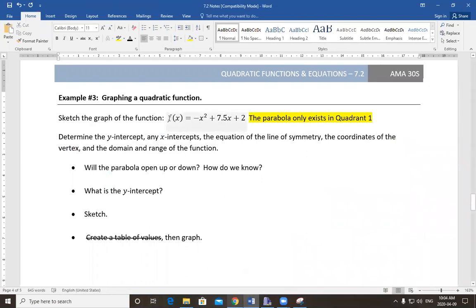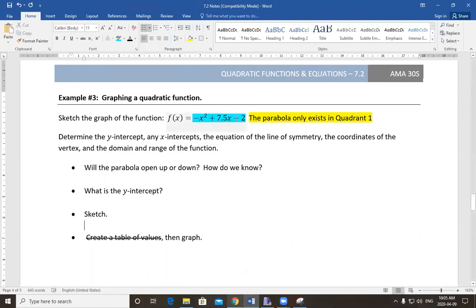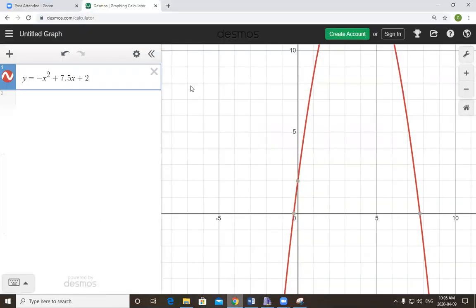Okay, so I'm going to highlight this. Make sure that you have the equation changed when you do your work. I'll highlight that in blue. Okay, so make sure you have the new equation. All right, so negative x squared plus 7.5x plus 2. The parabola only exists in quadrant 1. That's the restriction I'm putting on there. Okay, let's pretend this is, I don't know, the maximum height of a golf ball being thrown up or something like that. Okay, so again, we would want to put our restrictions in.